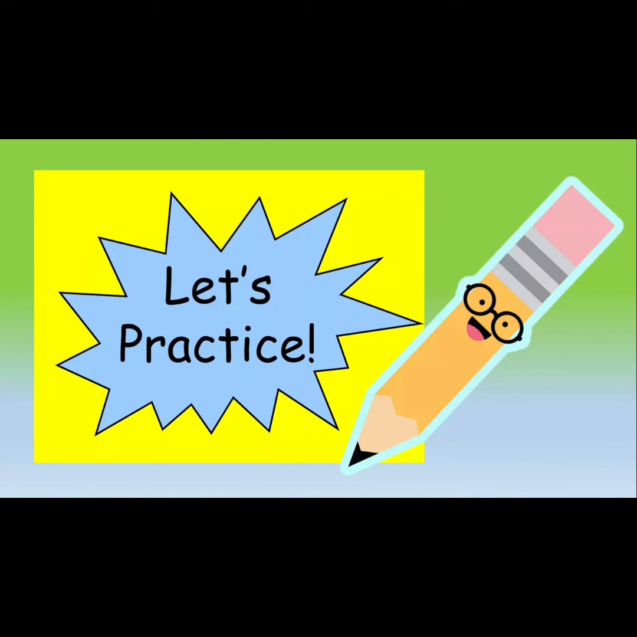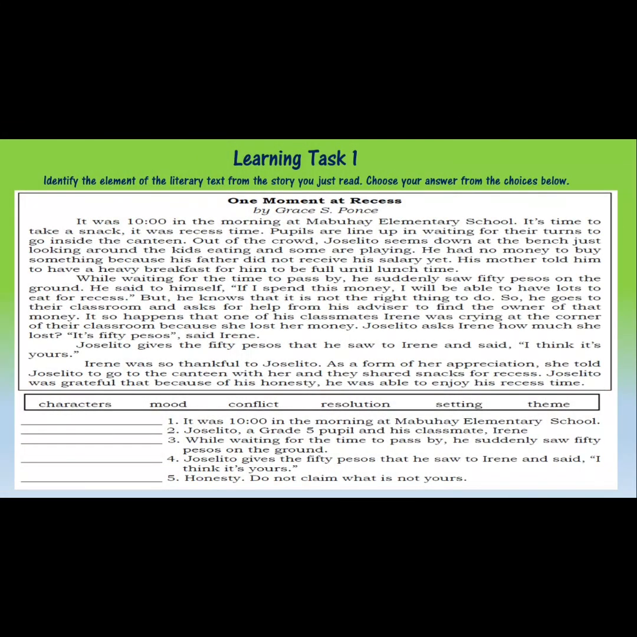Okay, so let's have a practice. So, meron kayong sasagutan at isasend ko sa ating GC ang learning task number 1, number 2, and number 3. For learning task number 1, identify the element of the literary text from the story you just read. Choose your answer from the choices below. So, you don't need to copy, just answer only on a piece of paper.